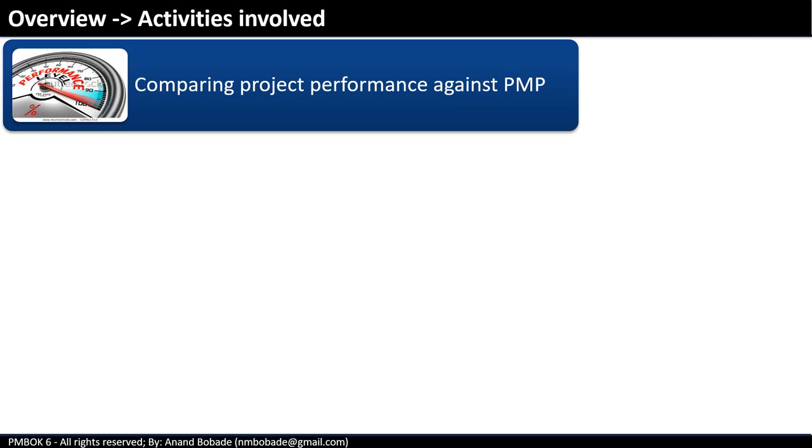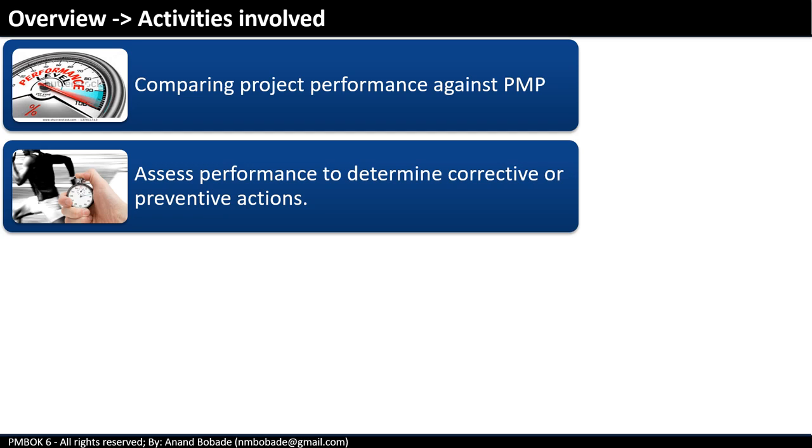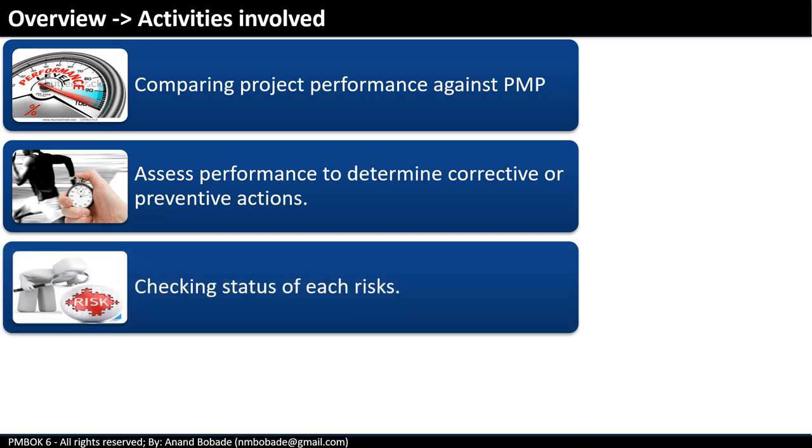The monitoring and controlling process is concerned with various activities. So we'll list out some of the common activities which the project manager has to take care of. First one is comparing actual project performance against the project management plan. There are performance objectives documented and agreed inside the PMP, so you will always be comparing against those performance objectives. Assessing performance to determine whether any corrective or preventive actions are required, and also recommending those actions as necessary as we go on. Checking the status of each risk.